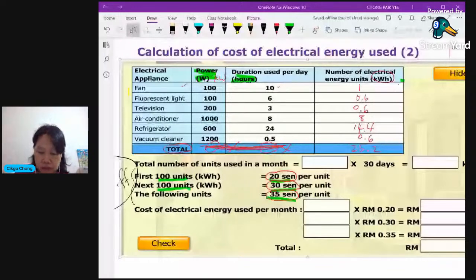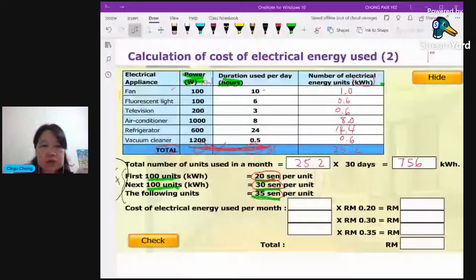25.2 times 30, you will get 1 month. You will use up 756 kilowatt-hour. Okay? In 1 month, you will be using 756. So in that month now, 756, how much are you going to calculate? All right? So you're going to do like this.